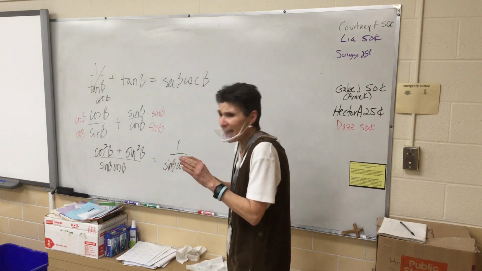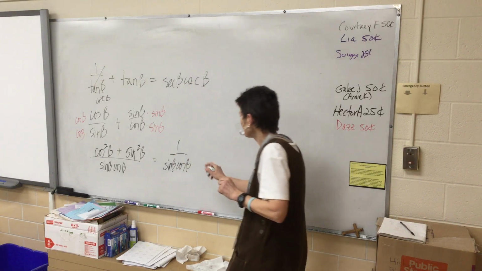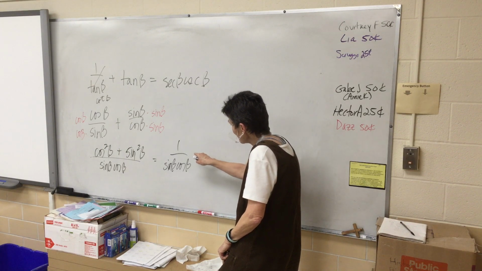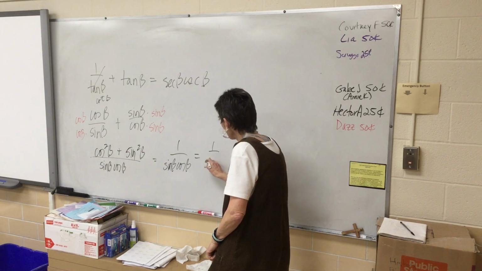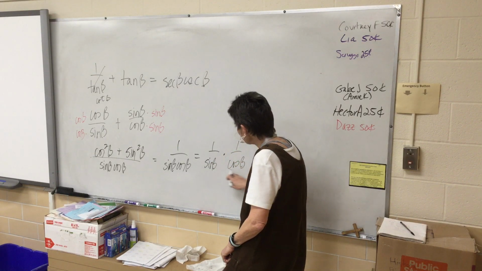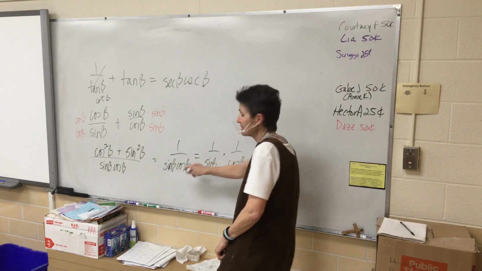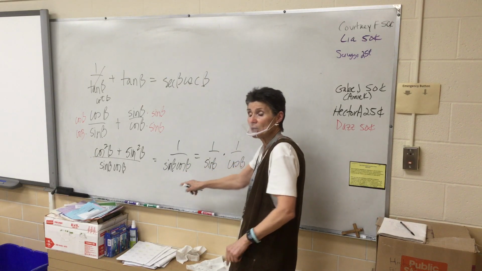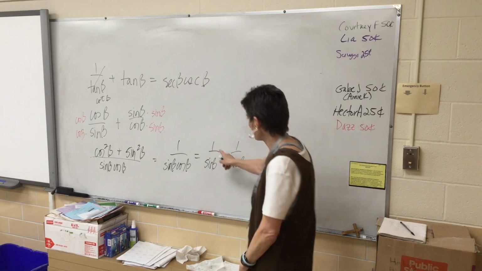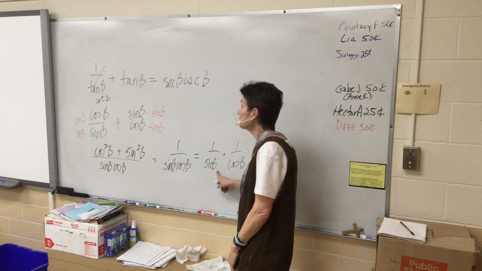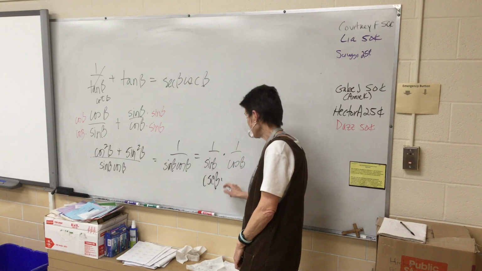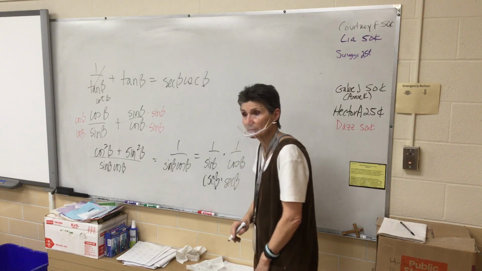Now, this is where you have to kind of just think for a second. We don't normally do this, but would that right there be the same as 1 over sine times 1 over cosine? If you multiply these together, is that what you would get? Yeah. So we don't normally pull them apart like that, but this time we have to, because what's 1 over sine? Cosecant. And what's 1 over cosine? Secant. There we go. We've got it.